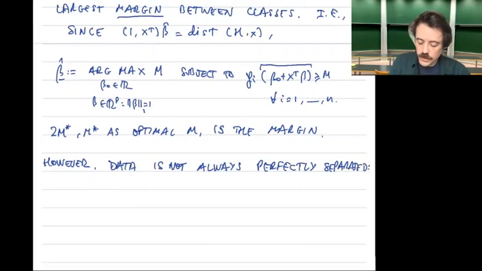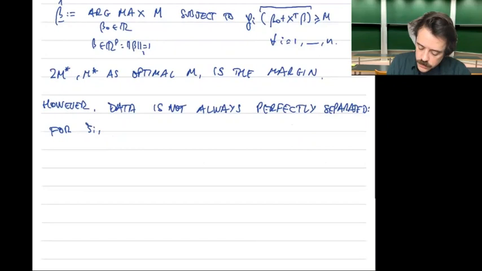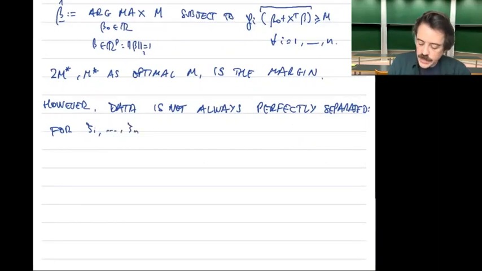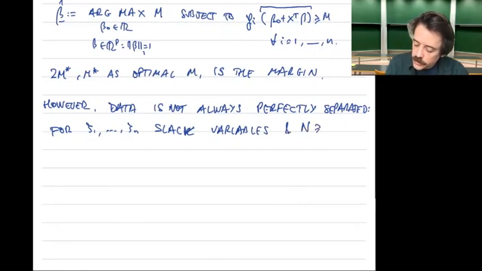Okay, so what do we do? Well, let's introduce some new variables. So xi_1, ..., xi_N, we call these slack variables, okay? So xi_1 to xi_N are slack variables, and then some capital N greater than or equal to 0.